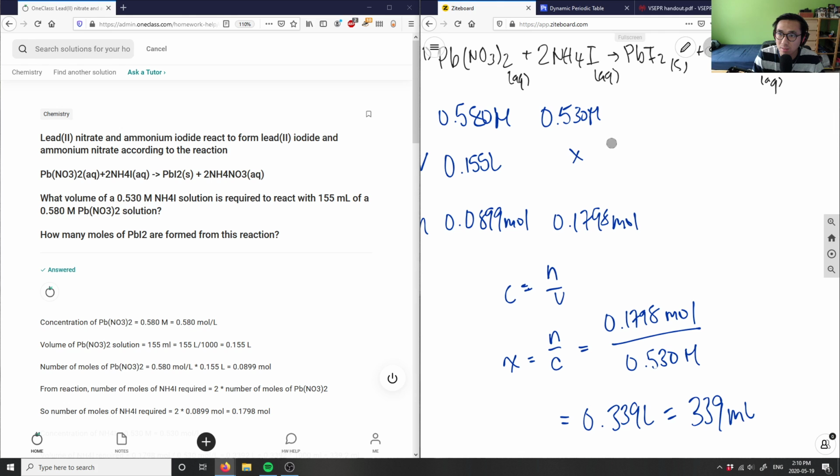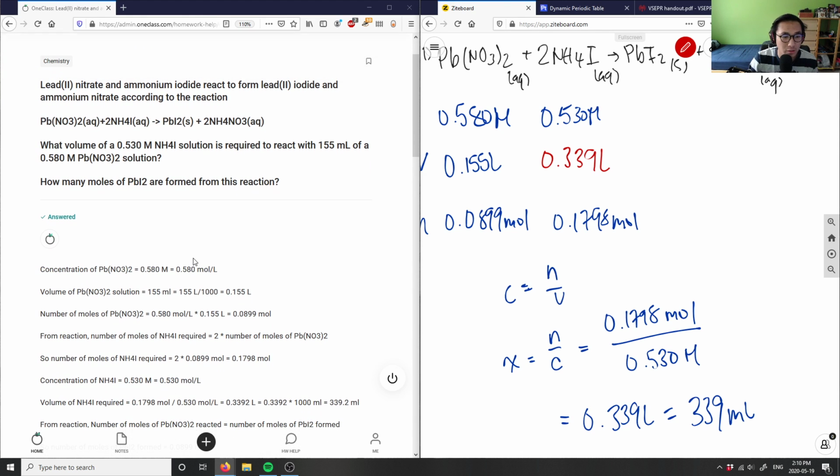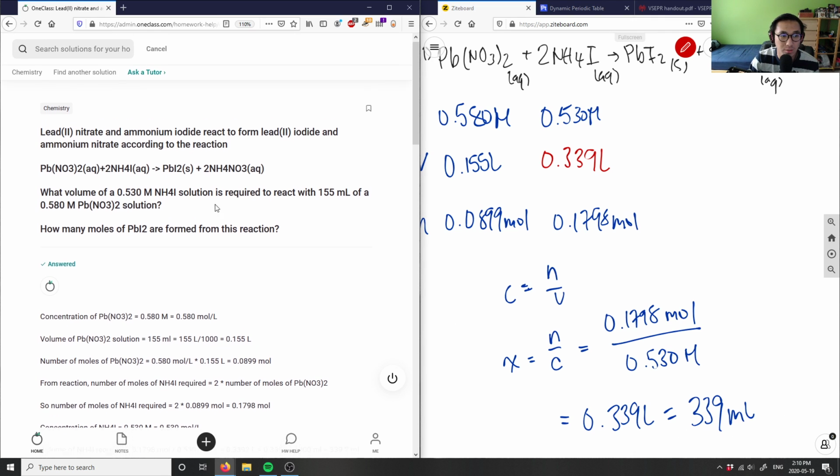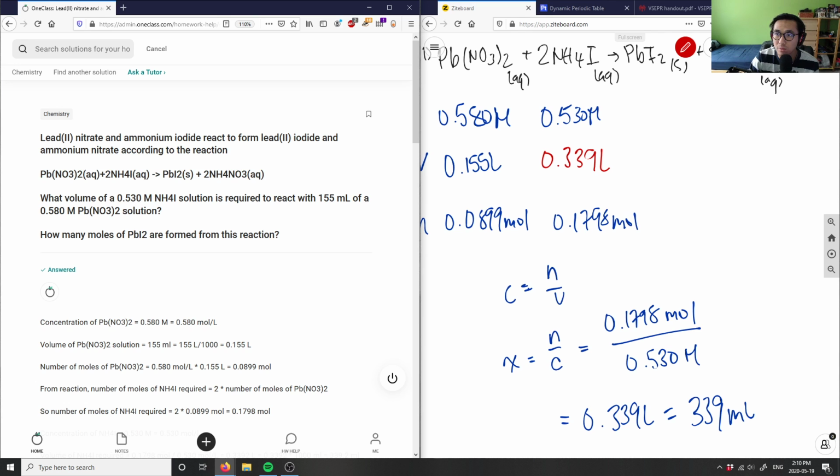So I'm going to erase this. I'll do this in red because it's my answer. So I'm writing 0.339 liters here, and they should get that as well, which is good. So they got 0.339, which is about 339 milliliters, which is correct. So part A is correct here, which is great.